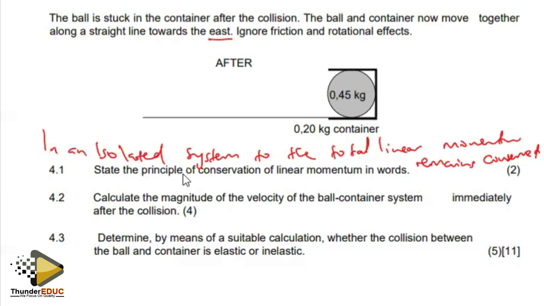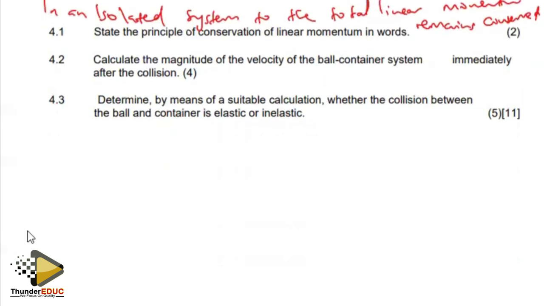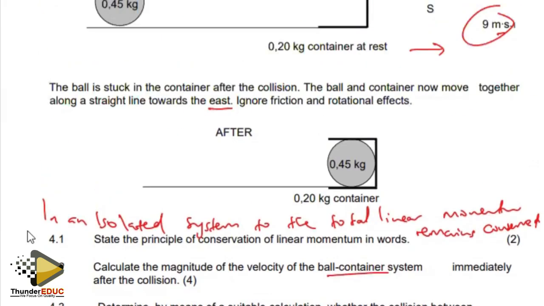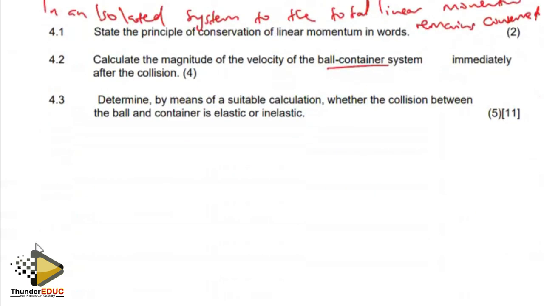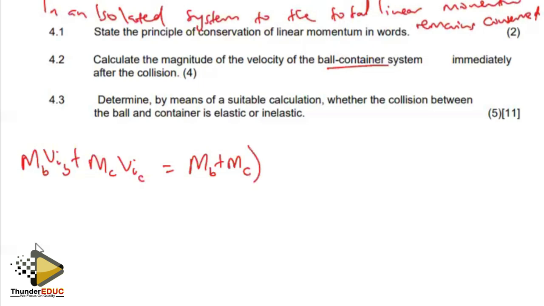And then 4.2, they want us to calculate the magnitude of the velocity of the ball and the container immediately after collision, for 4 marks. So let's just use the principle of conservation. The mass of the ball times the initial velocity of the ball, plus the mass of the container times the initial velocity of the container, must give me the mass of the ball plus the mass of the container multiplied by the combined velocity. So this is what we want.